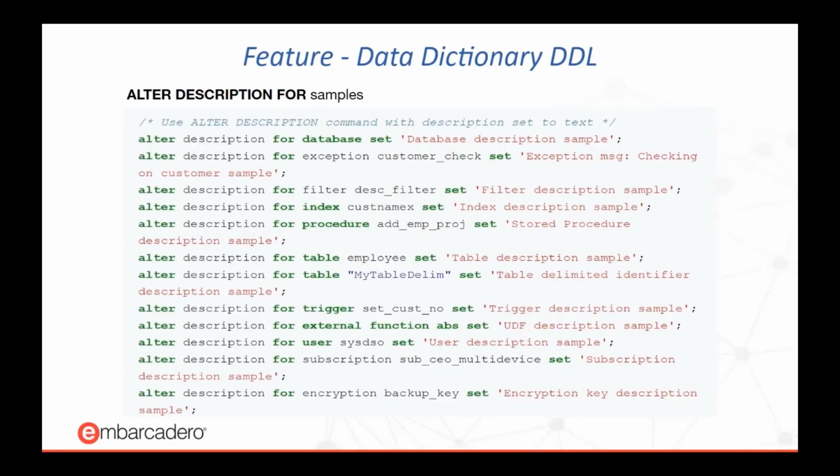The data dictionary feature that I alluded to earlier is about providing better documentation of your database entities, and you can use the alter description for various database entities that are listed out here to give any information about your entity.